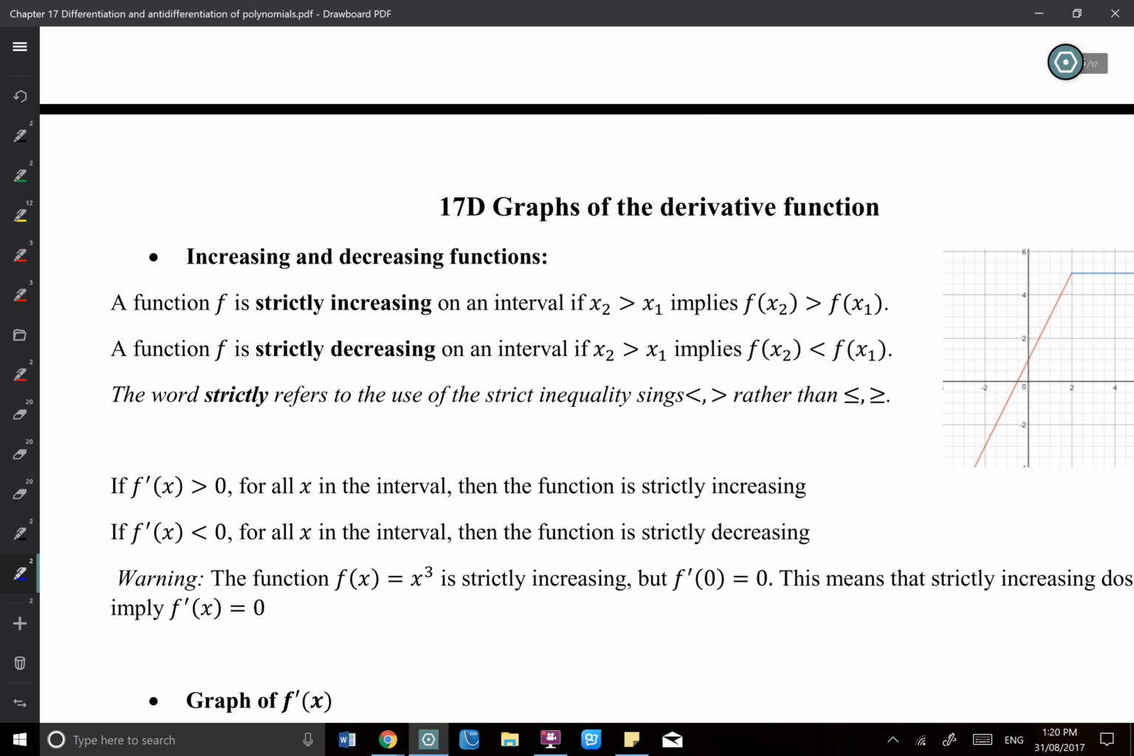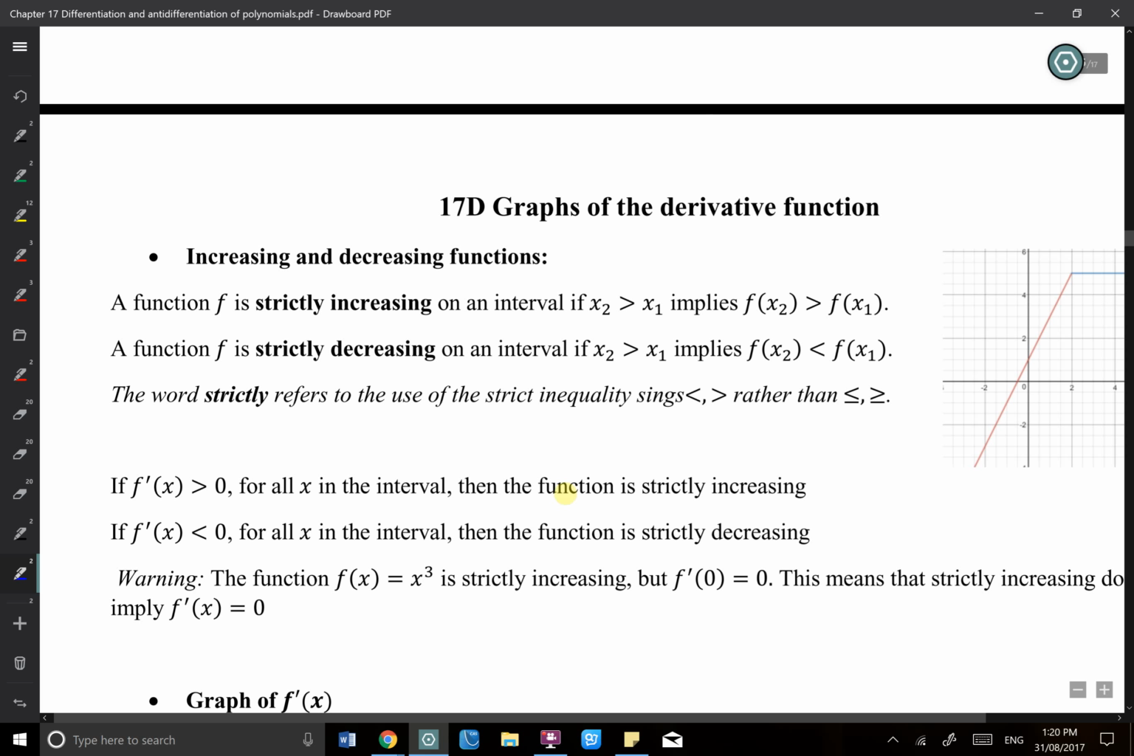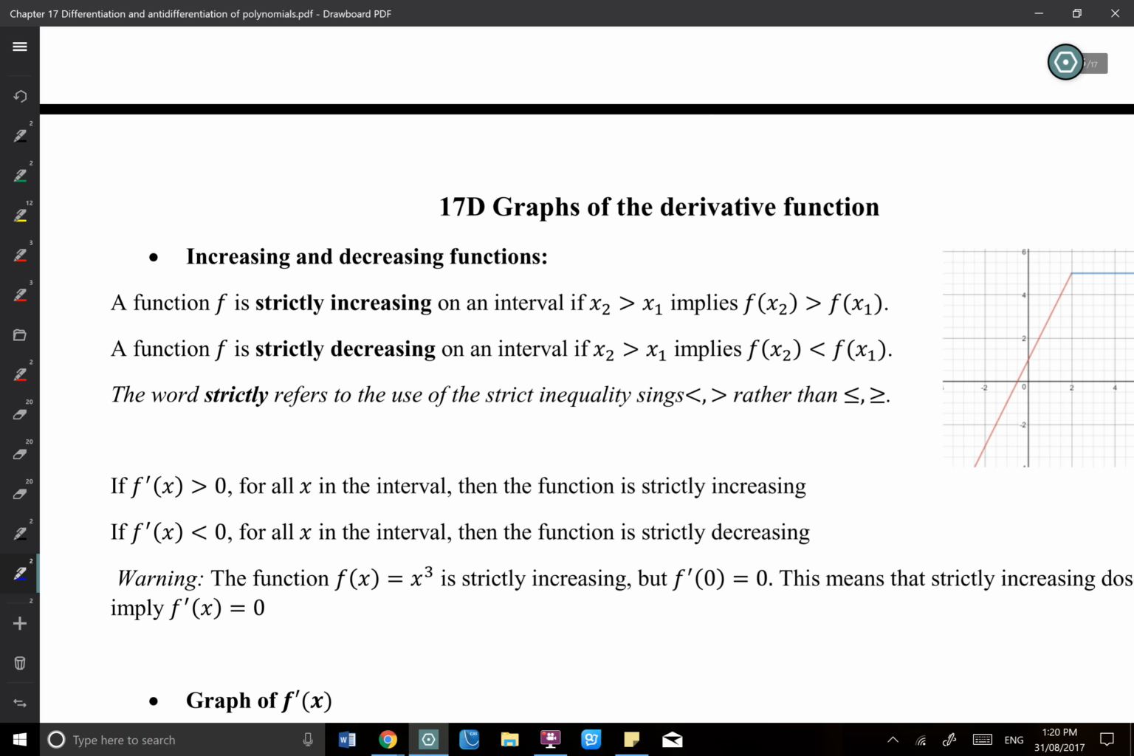Increasing and decreasing function. What is increasing and decreasing function? So a function f(x) is strictly increasing on an interval if x2 is greater than x1 and the y value is greater as well. This is called the increasing function. So if you increase your x, your y is also increasing. This is called strictly increasing function.